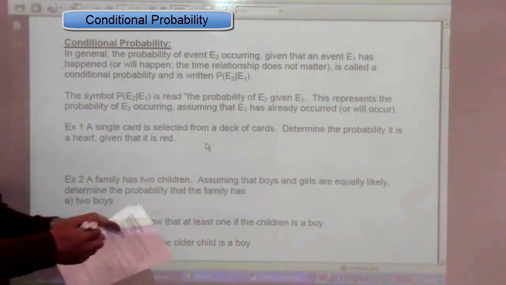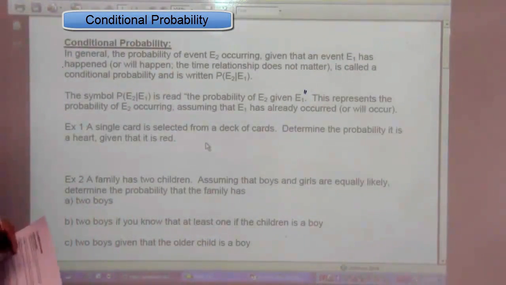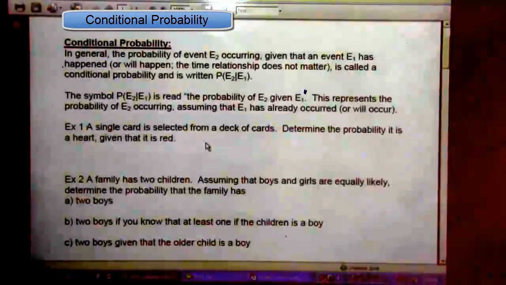Okay, so the symbol, as I said, is read the probability of E2 given E1. This represents, in quotation marks, the probability of E2 occurring, assuming that E1 has already occurred or will occur.